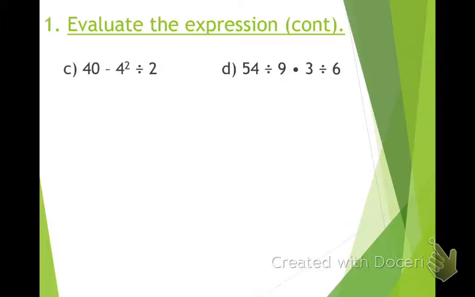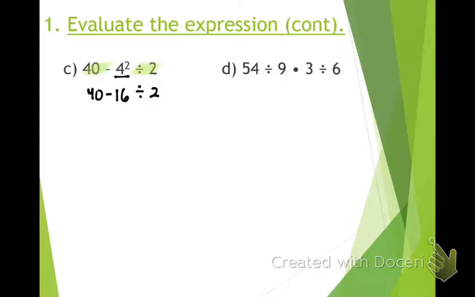Zariana, according to PEMDAS, what should I do first? Exponents. Everybody underline the exponents. Zariana, what is 4 squared? 16, because it means 4 times 4. Remember, everything else simply gets dropped down directly underneath it. Now I have 40 minus 16 divided by 2.